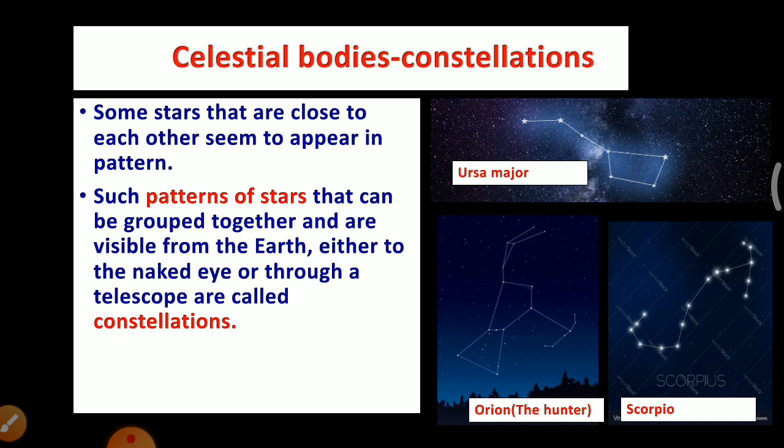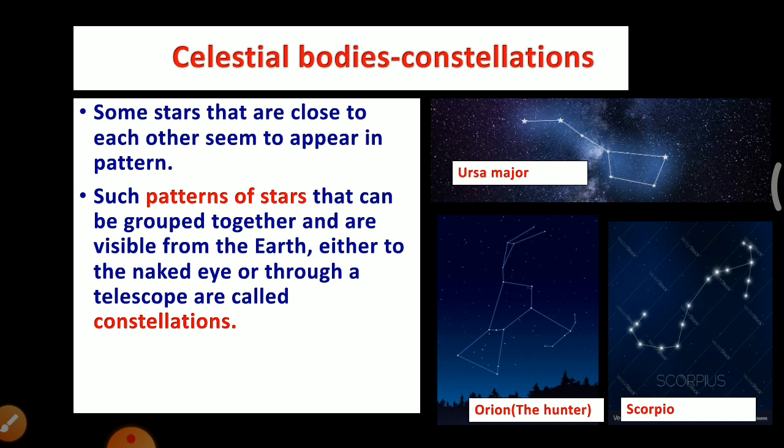Look at this image. Ursa Major looks like a cup. Orion looks like a hunter. And the third constellation is Scorpio. It looks like a scorpion. In Scorpio, a larger number of stars are together and make a pattern, the same as in Orion. Here the stars are grouped together and give the hunter shape.